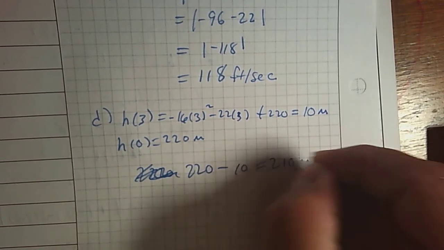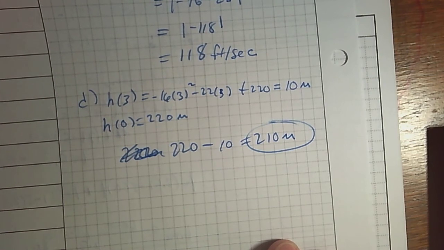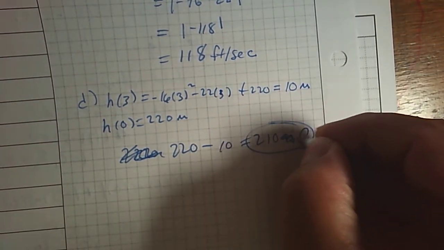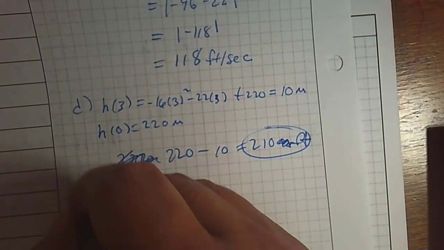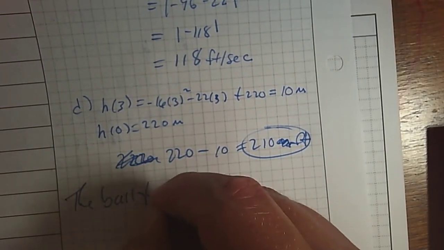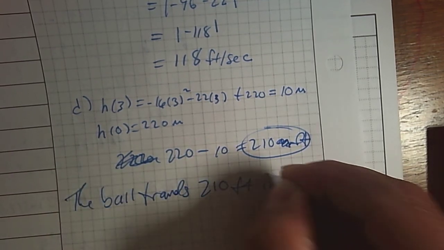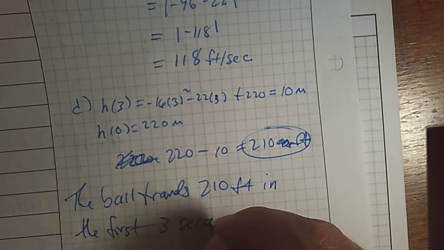So the answer is the ball travels 210, did I say meters? Is it feet? It is feet. So feet. So the ball travels 210 feet in the first 3 seconds.